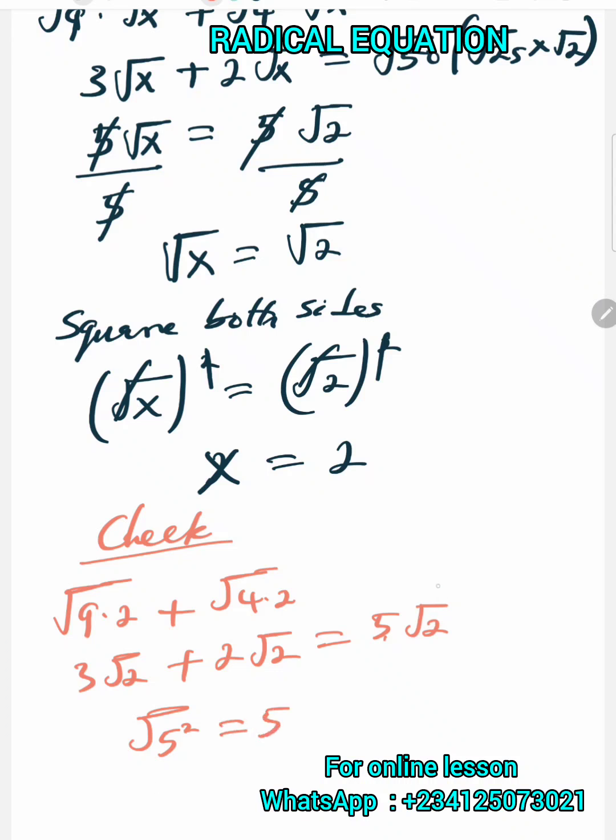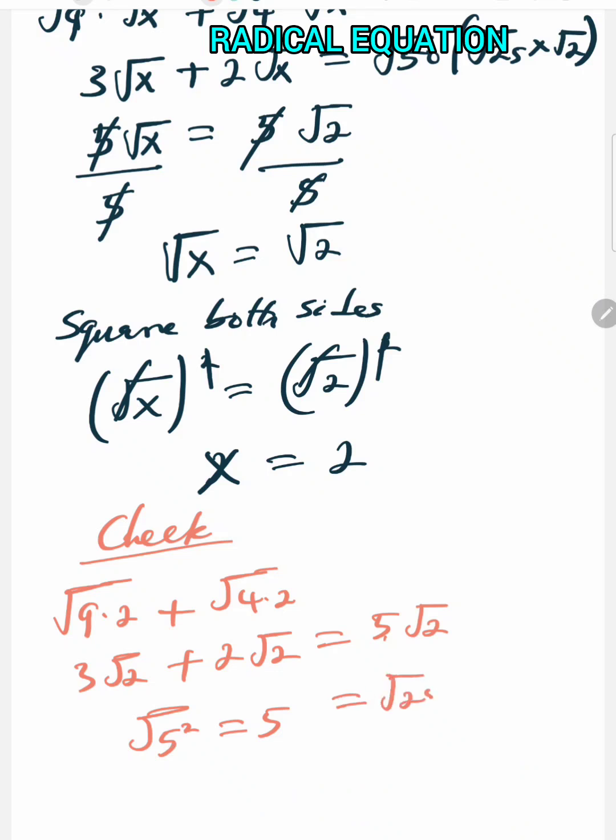So to make everything become a single surd now, we are going to replace 5 with the square root of 5 squared, which is 25, okay? So this becomes the square root of 25 multiplying the square root of 2, which leads us to the square root of 50. So it means your solution is correct.